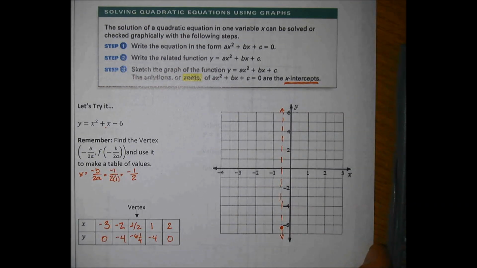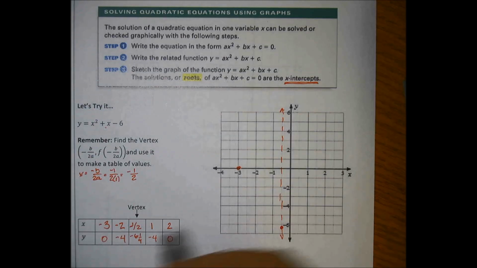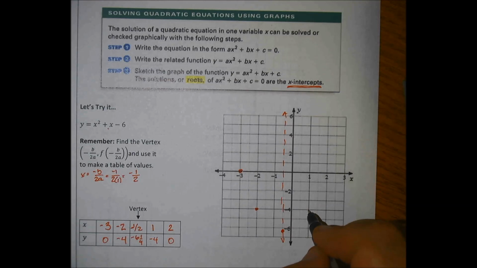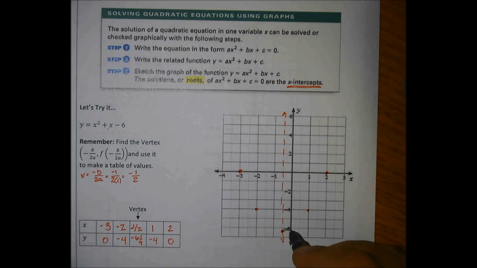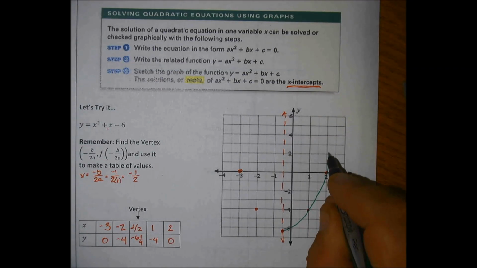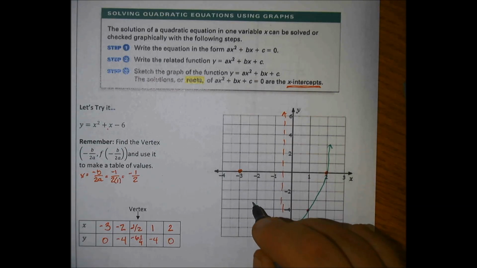Let's go ahead and plot those points, and then we will graph our line. So let's start over here. At negative 3, it's 0. At negative 2, it's negative 4. At 1, it's negative 4. And at 2, it's 0. And remember, I'm trying to connect those points with a smooth curve. I just expect that your graph shows effort to, number 1, hit the points, and number 2, be a smooth curve.